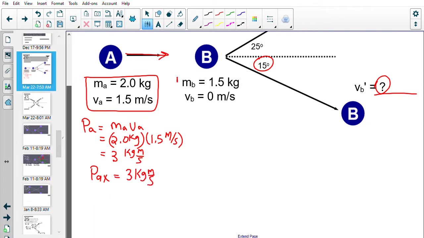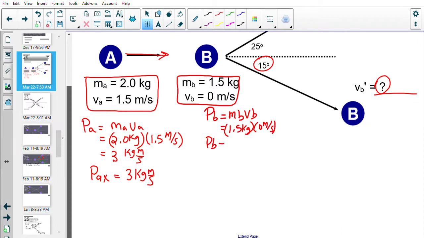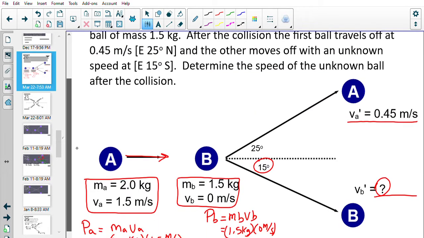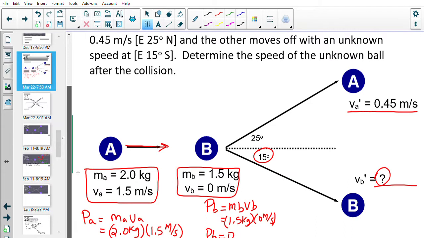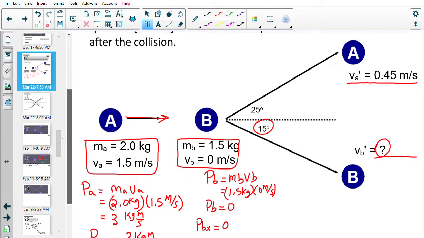The momentum of object B is 0 because the velocity is 0. So clearly 1.5 kilograms times 0 meters per second means that PB is 0, and that means that the x part is 0 before. So now looking at my picture, I'm going to return to that information down there.